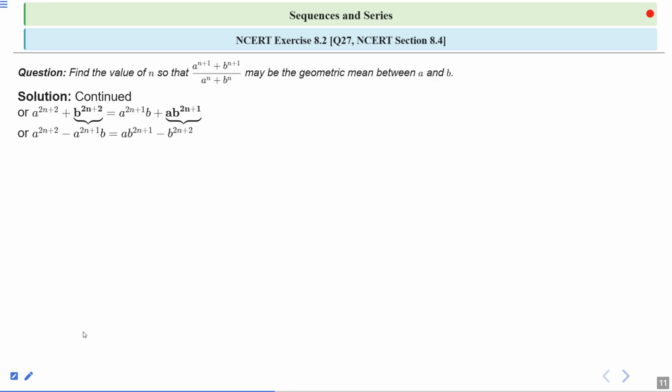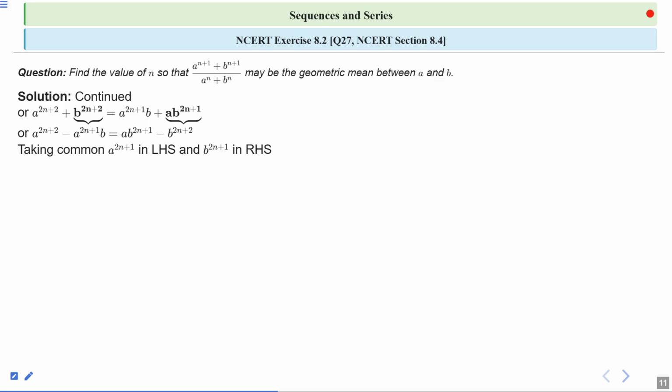So here you can see b^(2n+2) moves to the right hand side, and a b^(2n+1) moves to the left hand side. Then we get this equation: a^(2n+2) minus a^(2n+1) times b equals a times b^(2n+1) minus b^(2n+2).